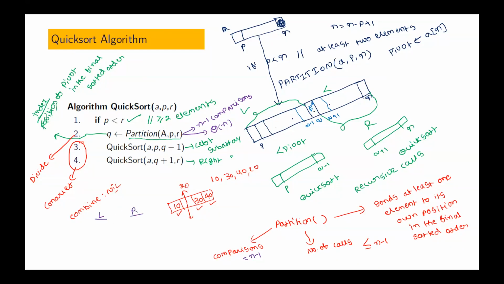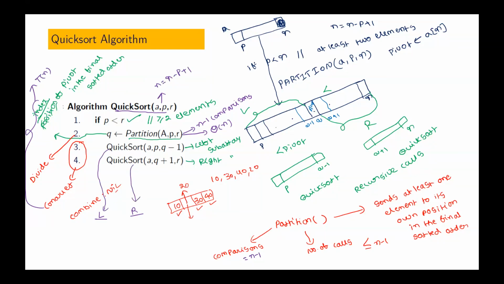Now this is the left subarray, this is the right subarray. What is the time for the left subarray? If there are n elements, the time for this entire algorithm is T of n, where n is the number of elements. Now you tell me, what is the time to sort this left subarray, and similarly the right subarray?